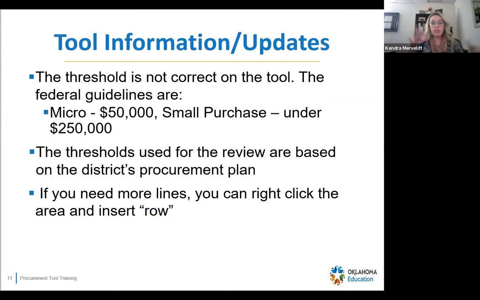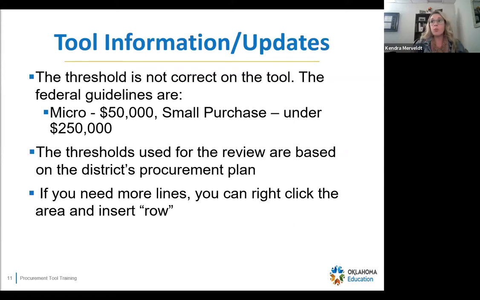So some information again about the tool is the threshold is not correct. We understand that it is 150. So micro purchasing went from 3,500, and then it changed to 10,000, then now it's 50,000. And then small purchase again is 250. That is the federal, but put whatever your school district is. Don't put the federal. We'll go by your procurement plan and by what your district is doing. The thresholds, again, are used based on the district's procurement plan.